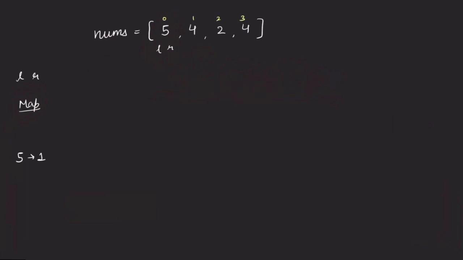So the condition is satisfied and we should count this subarray in our answer. So this is one subarray. So answer would be 0 initially and now it would become 1. Now what will be the formula for counting the subarray?